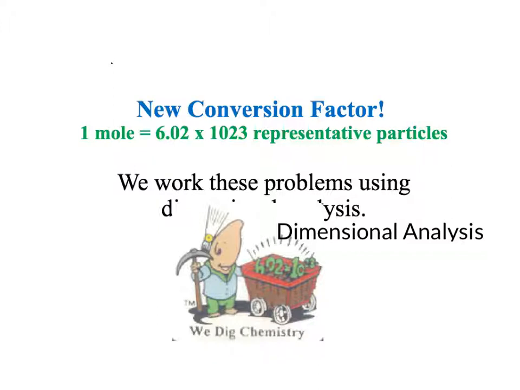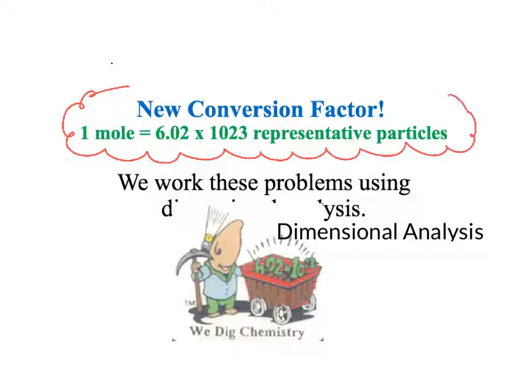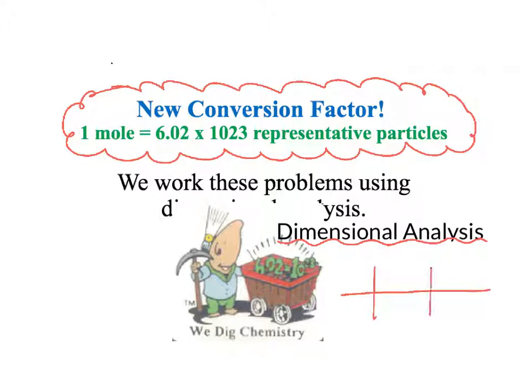So our newest conversion factor goes a little something like this. And what I recommend is that you guys put a little star. For me, I'm putting this puffy cloud of greatness over it because we're going to use this conversion factor a lot. It says we work these problems using dimensional analysis. So if you were having problems with dimensional analysis in the last unit, you need to go back to our website, check out the dimensional analysis videos, and get yourself caught up on the t-table, okay, and canceling out units. That's going to be huge.